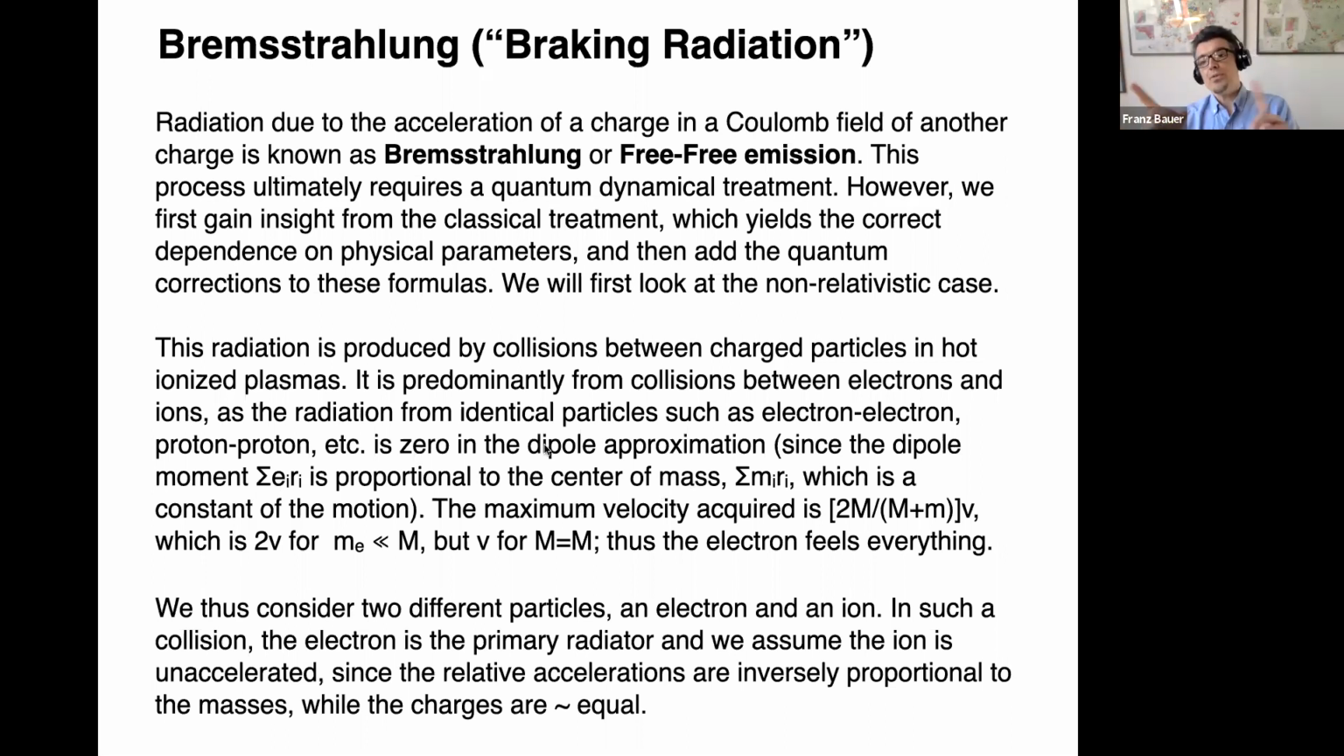Then the other thing you have to imagine is that we have an interaction between an electron and a proton. Both of them could potentially emit radiation. And so one thing to consider here is that the maximum velocity acquired by the electron is going to be roughly 2v when the electron mass is much smaller than the proton mass.